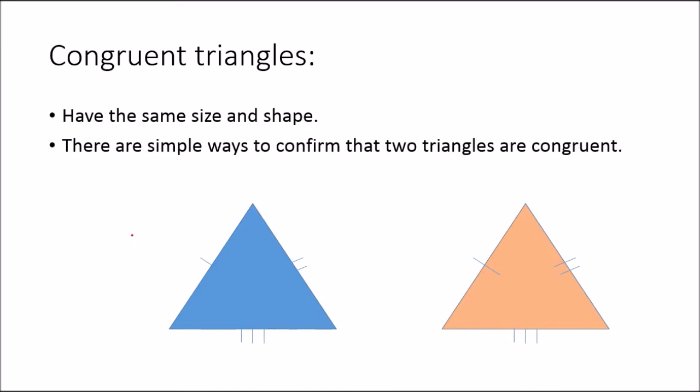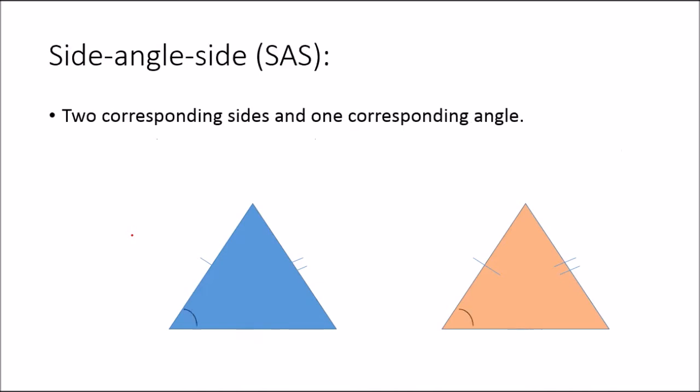Okay, now congruent triangles is a good place to start, because if you think back to trigonometry, if we know something about a triangle, so if we know its angles, or some of the angles and some of the side lengths, then we can use trig and also Pythagoras to calculate everything else. So we don't need to know everything about a triangle to know that it's congruent. But like all congruent shapes, congruent triangles have exactly the same size and shape, and we're going to look at some simple ways of confirming that they are congruent.